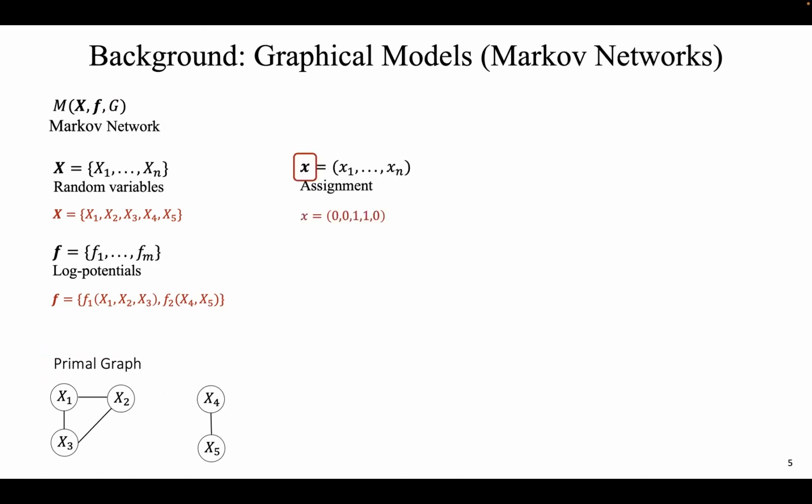An assignment or a configuration is nothing but an assignment of values to all the variables. So in this case, we have 5 Boolean variables, let's say, and here is an example of an assignment where we have assigned the values 0 or 1 to each variable in X. So there are 5 variables, and therefore we have these assignments to 5 variables.